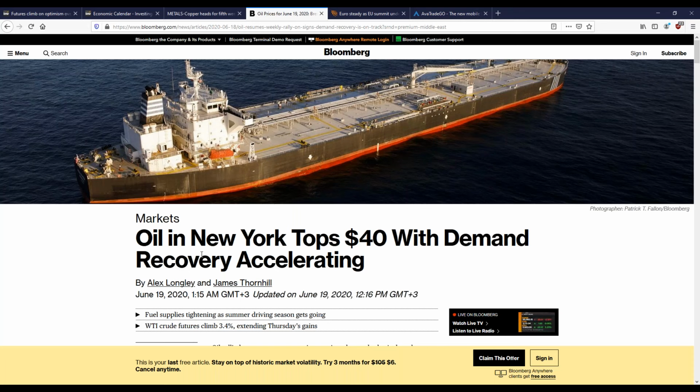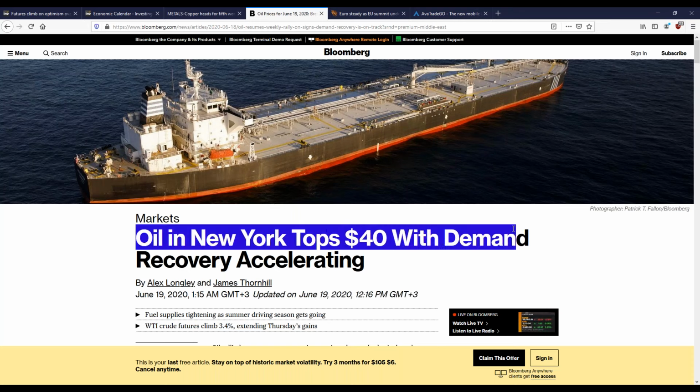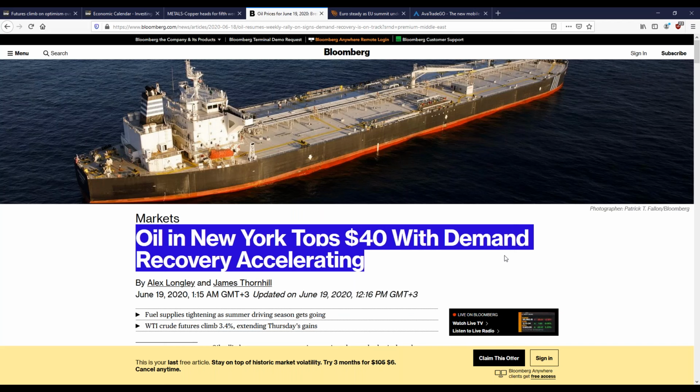How about oil? Oil in New York tops 40 with demand recovery accelerating. So they're noticing more demand for physical oil, not just futures contracts playing with prices, but physical demand for oil has gone up. Maybe some of these floating tankers off the coastlines can finally unload their oil and get rid of it. Okay, so certainly higher demand is one reason for oil prices to go up, and we see they went up today.